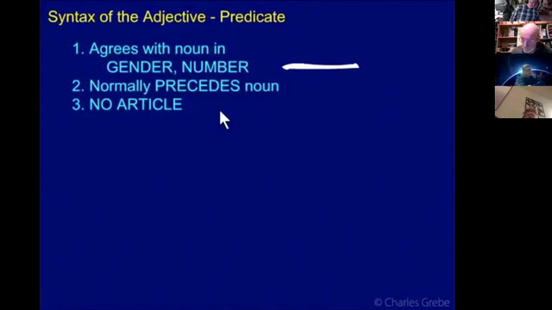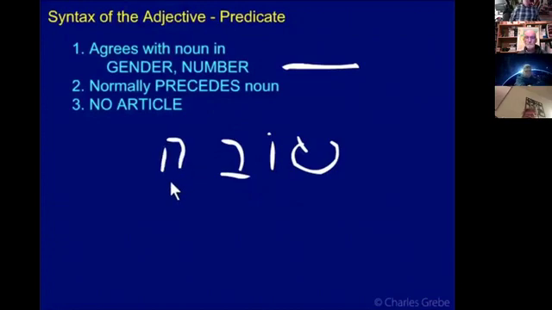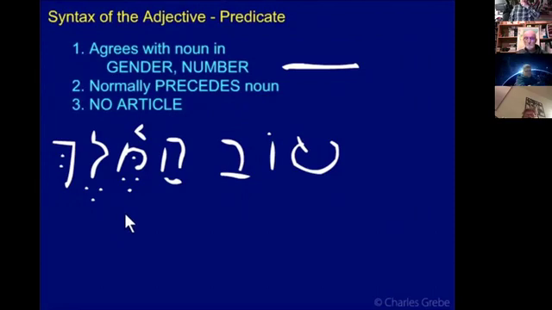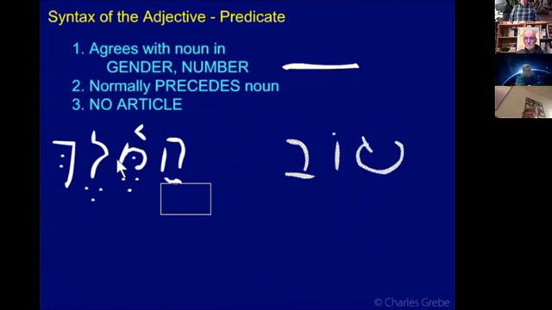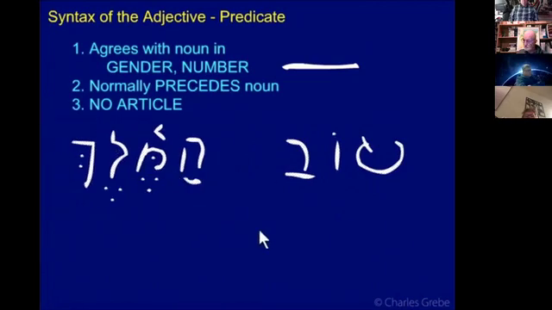Well, let's look at an example. Usually these things really only make sense when you see them in examples. Tov HaMelech. Oh, I'm going to run out of room here. HaMelech. And just to give ourselves some breathing space here. Okay.